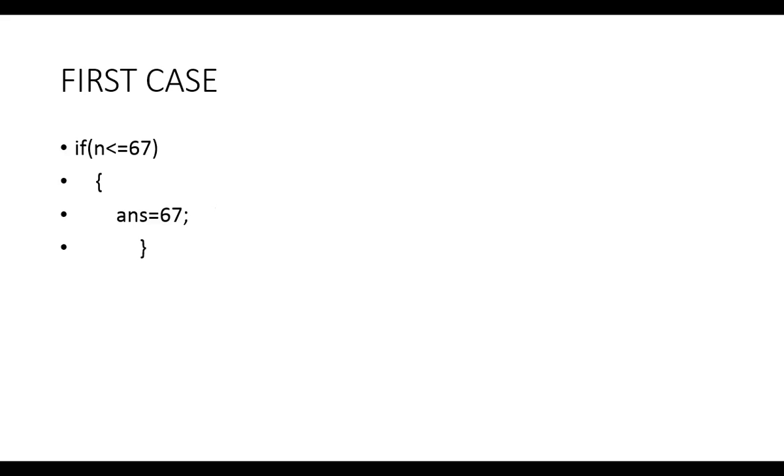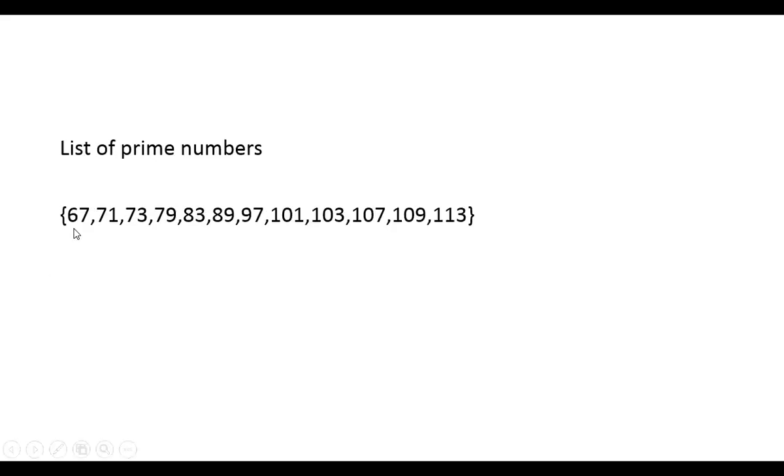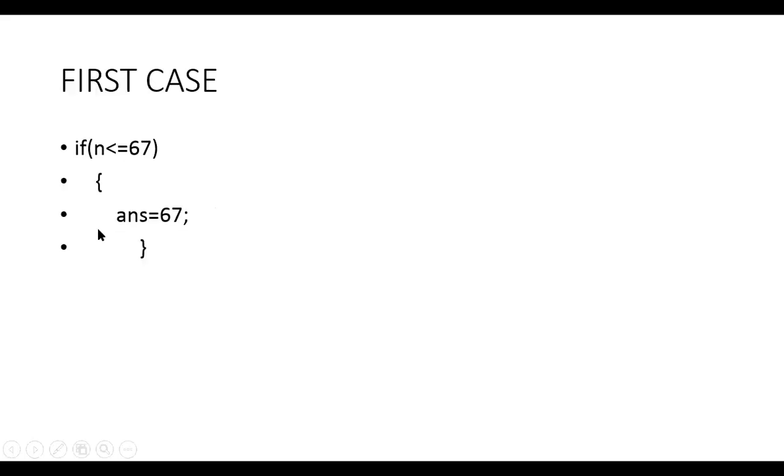Then if the ASCII value is less than 67, because our first prime number is 67, so if it is 64, 65 or 66, then definitely the answer will be 67 for that. It means we have to replace it with 67 because 67 is the first prime number, and that will replace the 65 or 66.